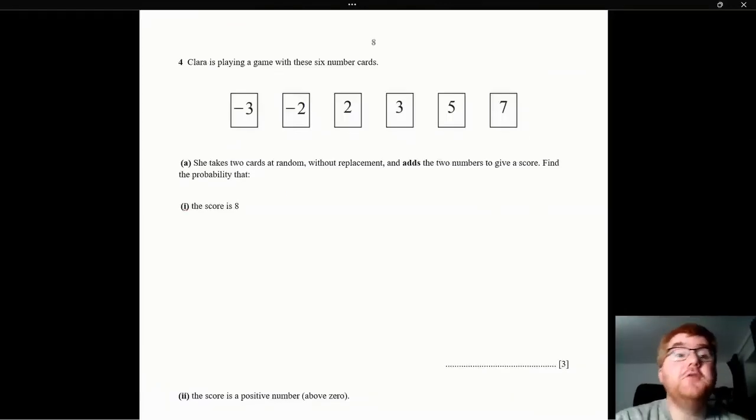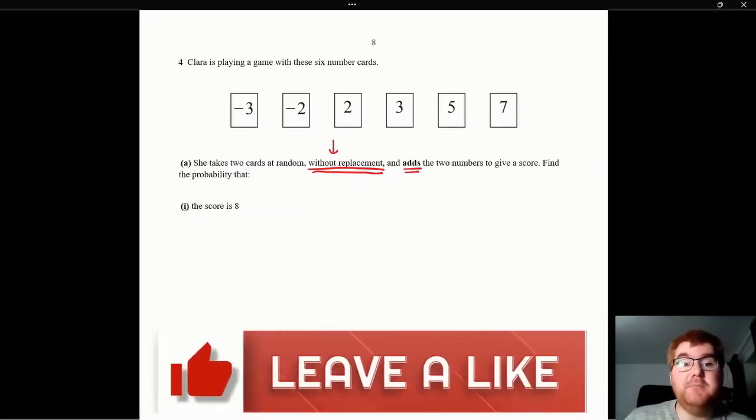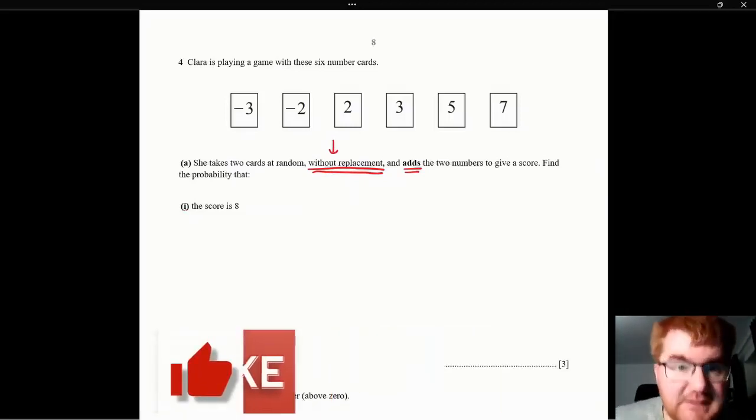Okay, and on to question 4 here. So Clara here is playing a game with these 6 number cards. So we've got these 6 number cards in front of us, and she takes 2 cards at random. This is a really important phrase, should probably be in bold, without replacement, so not replacing them, and adds the 2 numbers to give a score. And we need to find the probability that the score is equal to 8.